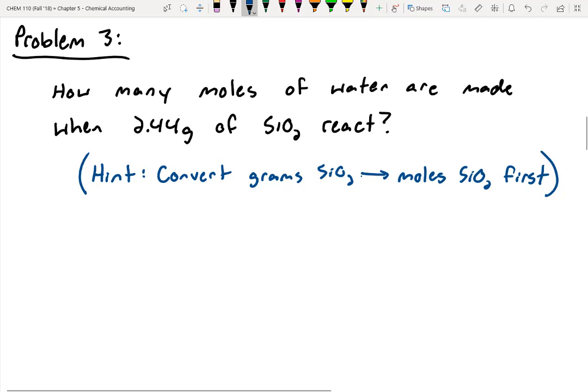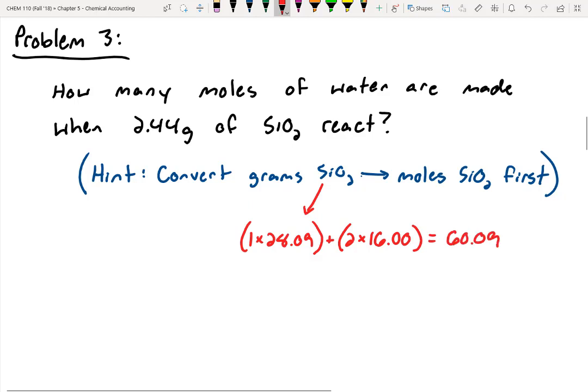While you're working on that, I'm going to get us started with the molar mass. So for example, if I look at SiO2, I've got one silicon atom, which weighs, what, 28.09, I think? And I've got two oxygen atoms, which weigh 16.00, which means this is about 60.09.